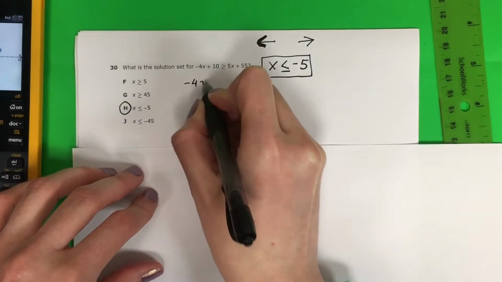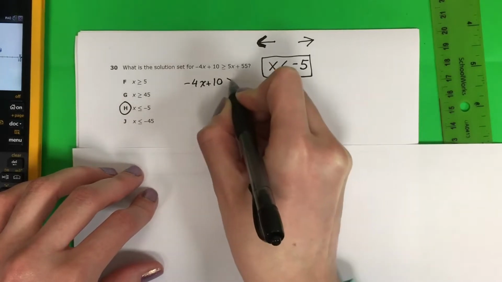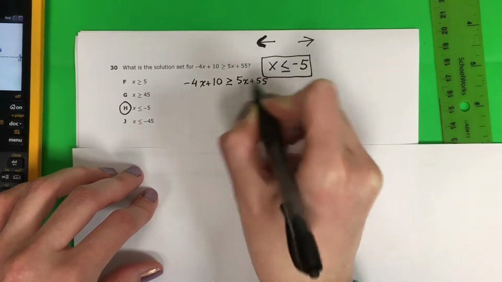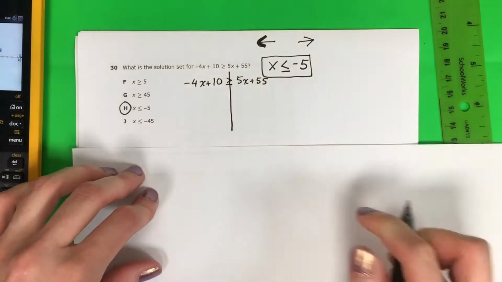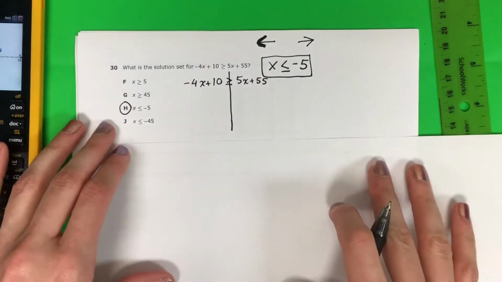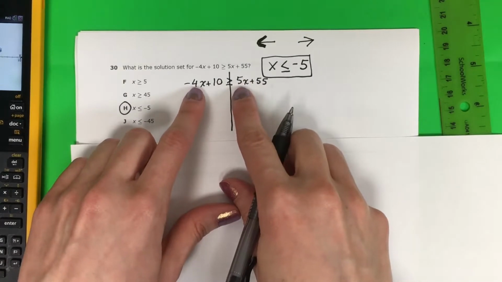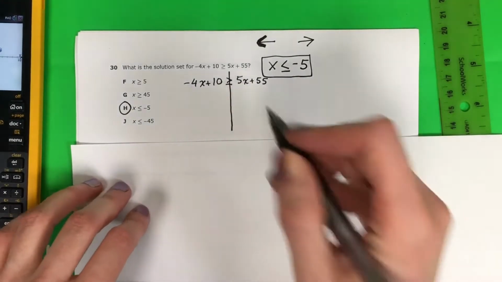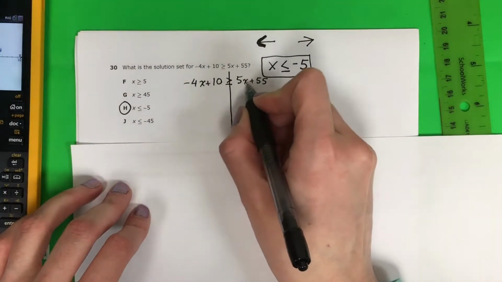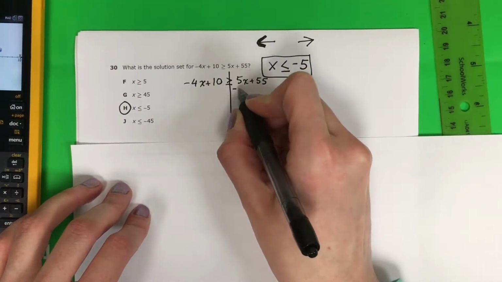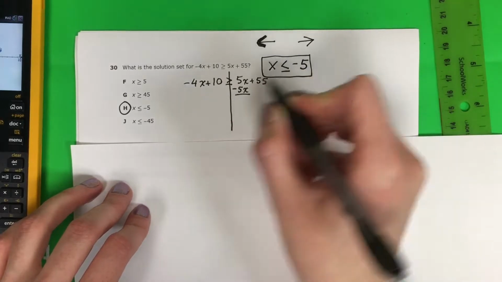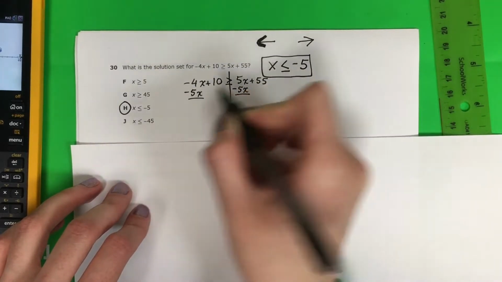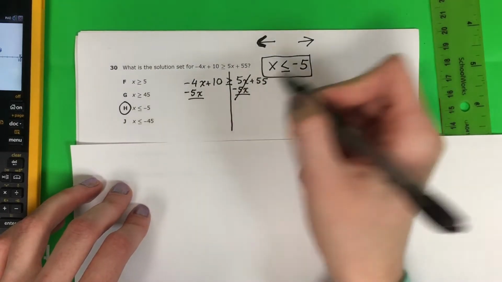So negative 4x plus 10 is greater than or equal to 5x plus 55. You do the line. Okay, so here you have 2 letter x's. You're going to move the bad one. The bad one is the one on the right. So I'm going to move the one on the right. This is positive 5x. The opposite is negative 5x. And you're going to copy to the other side x with x. This is 0, so it cancels.